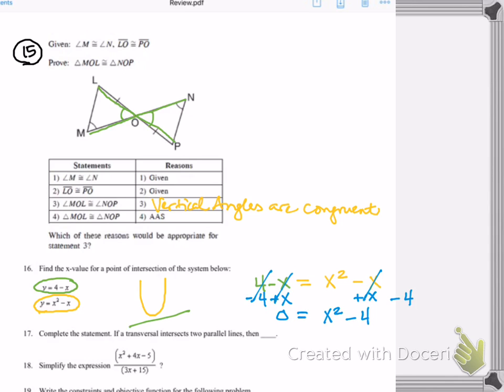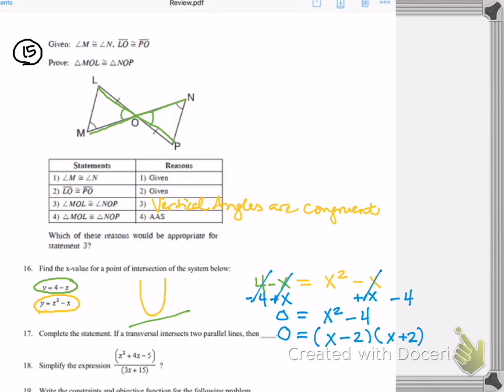So now to finish solving, I just ask myself what multiplies to give me negative 4, but adds to give me nothing. We've got a 0 in the middle there. It's called a difference of squares. Negative 2 times positive 2 gives me negative 4, and also adds together to give me 0. So those are my two factors.